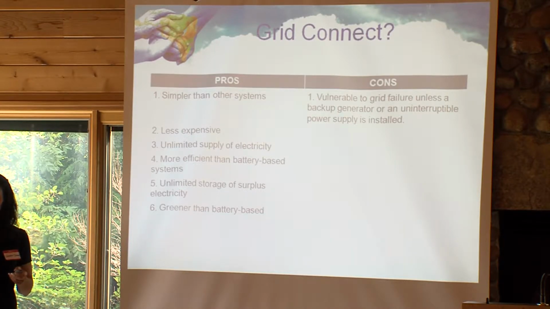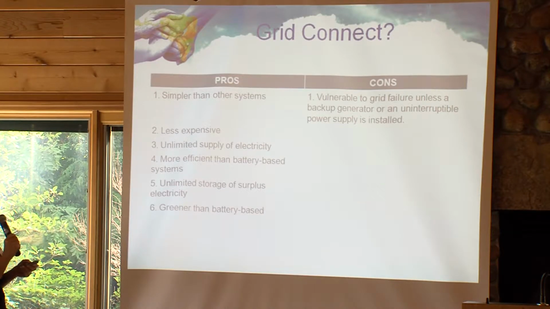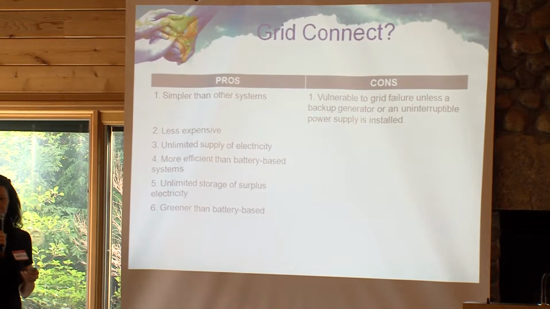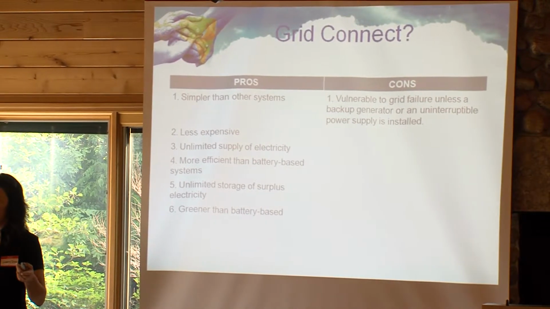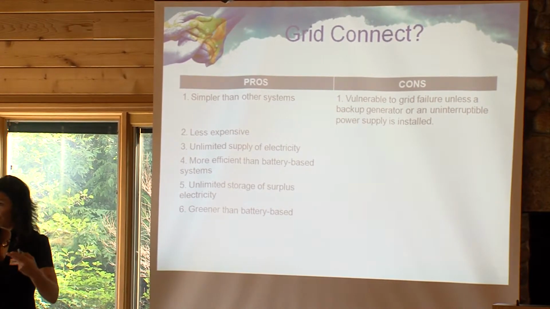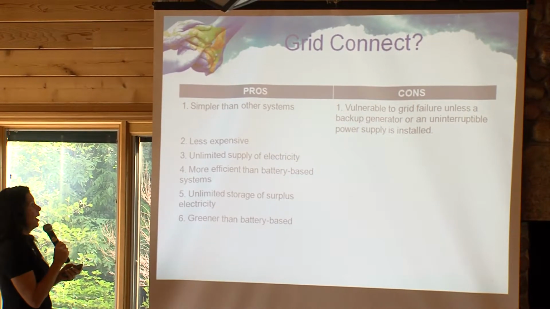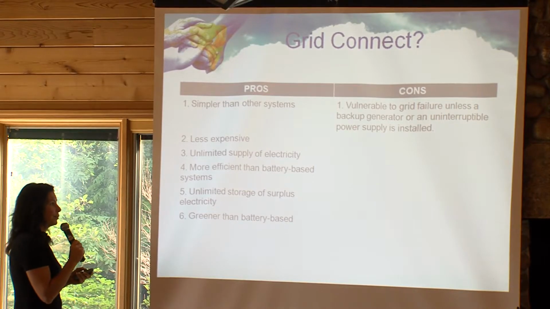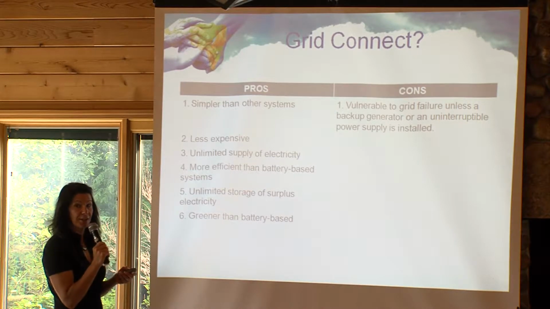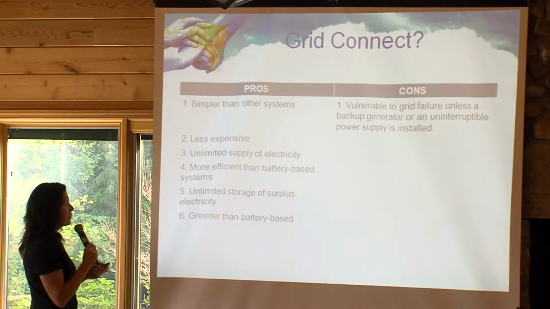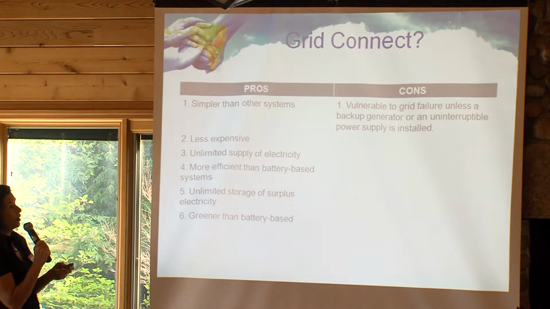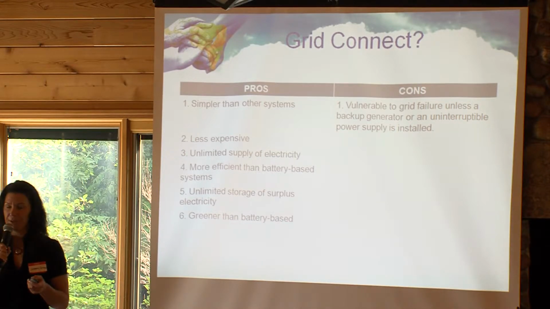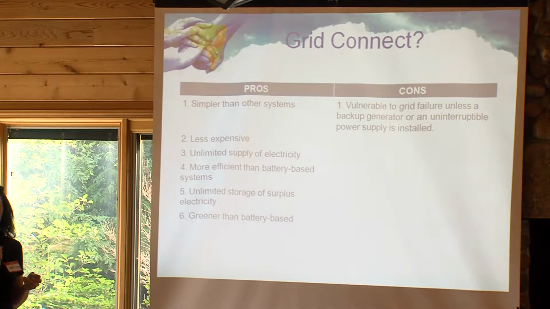So, should we grid connect? Pros are, it's simpler than other systems. It's less expensive. There's an unlimited supply of electricity because remember, as we said, you're producing, but if you're not producing what you demand, you can draw from the grid as a backup. They're more efficient than battery-based systems, have unlimited storage of surplus electricity, and they're greener than battery-based systems. The cons are you're vulnerable to grid failure unless a backup generator or an uninterruptible power supply is available.